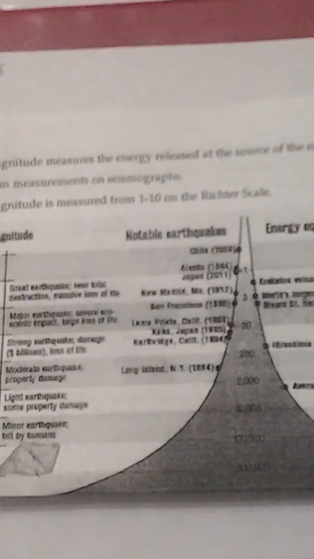Another example would be the Chile earthquake of 1960, and its magnitude was a 10.2. And that, you can see on this version of the Richter scale, would be in the permanent damage section. So that was a really high one.